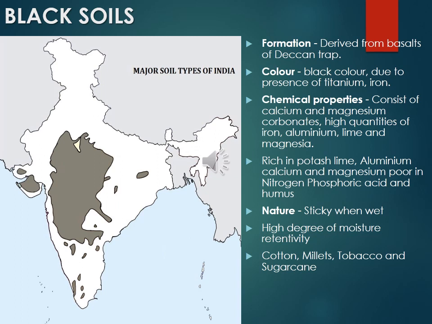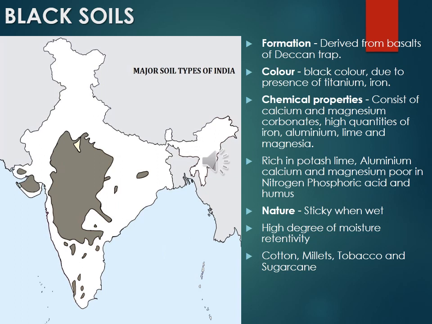What are the crops grown in black soil? Cotton, millets, tobacco, and sugarcane grow well. Black soil is formed from basalts of the Deccan Trap. The color is black due to the presence of iron and titanium.